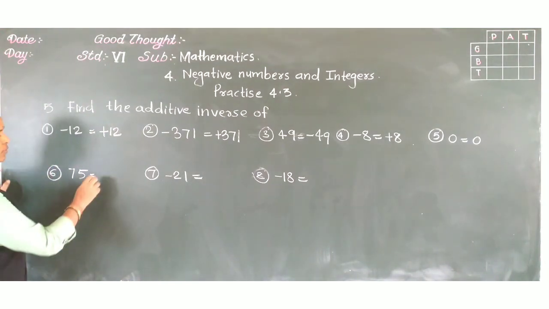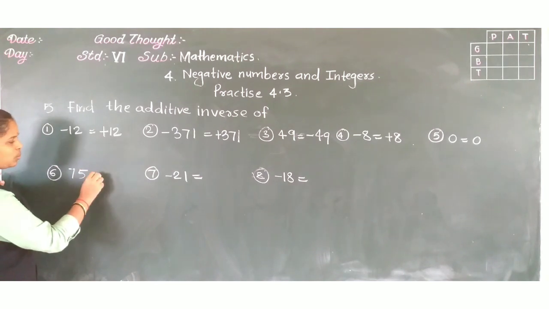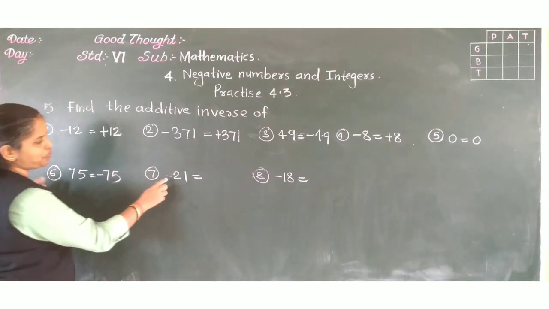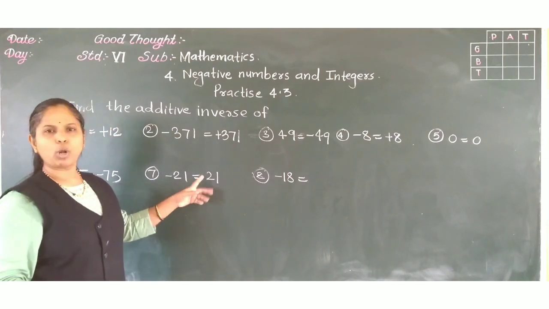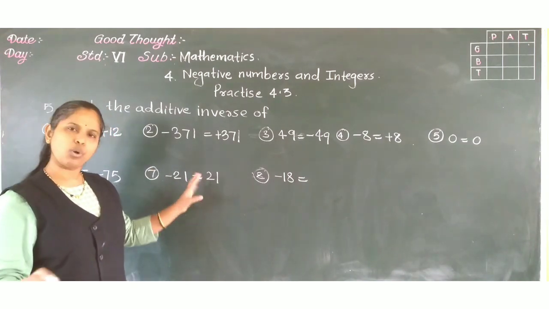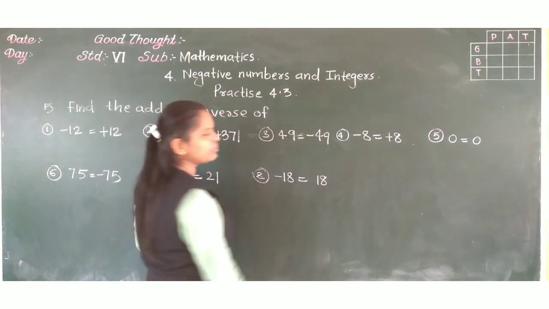Next, 75. No sign is shown, that is plus only. So it will be minus. Here minus 21 is plus 21. I am not writing the plus sign, then also okay. Then minus 18 is plus 18.